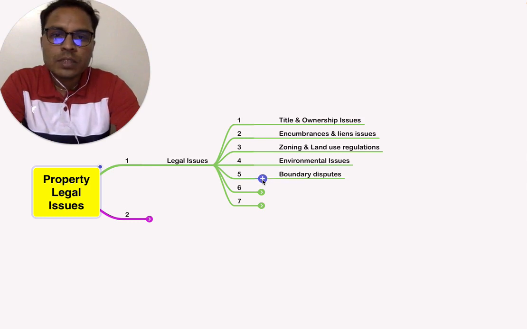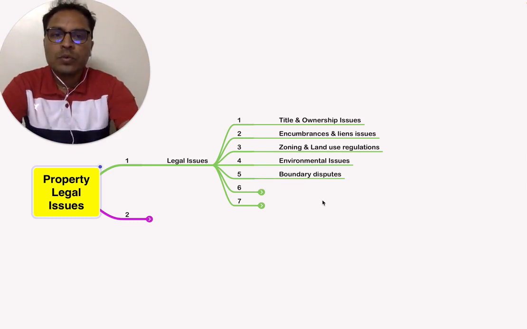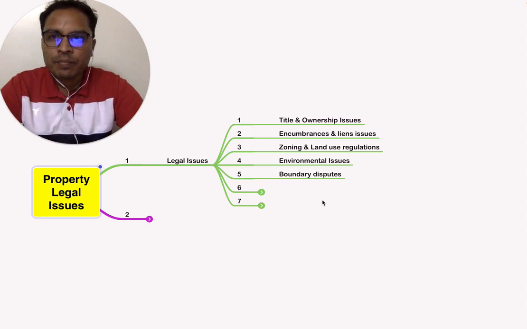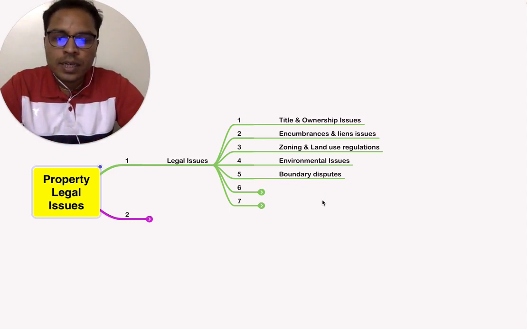And the fifth is boundary disputes. If you do not know the exact boundaries of that particular property, the neighbor may claim that some part of the property belongs to them. So that kind of issue arises from boundaries. You need to be very clear about the dimensions and the boundary of that particular property.